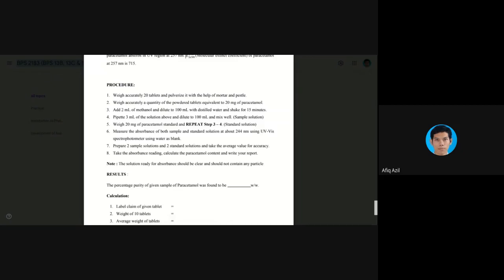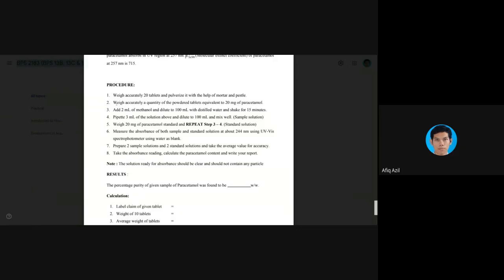So what does it mean here in the second step? I did not put the exact weight that you need to weigh for the powder, because depending on the brand of the tablets, each tablet could have a different weight. For example, Panadol brand from GSK, each tablet could weigh maybe around 2 gram or 3 gram. I'm just saying 3 gram, but another could be 4 gram.